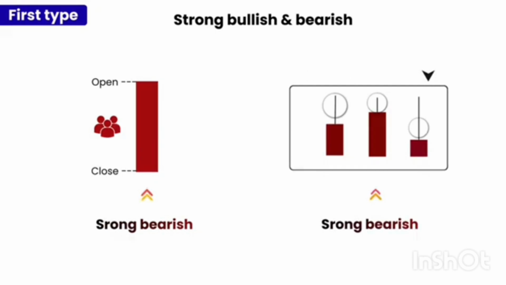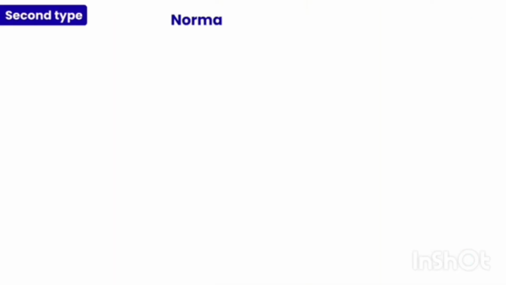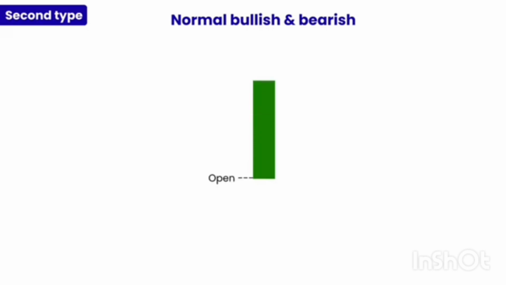Number 2. Normal bullish and normal bearish candles. Suppose buyers push the price upward, but before the candle closes, sellers pull it back slightly. Now imagine dividing the candle's body into two equal parts. If the upper wick is less than 50% of the body size, the candle is considered a normal bullish candle. Similarly, if sellers push the price downward but buyers recover part of the move before the close, and the lower wick remains less than 50% of the body size, it becomes a normal bearish candle.